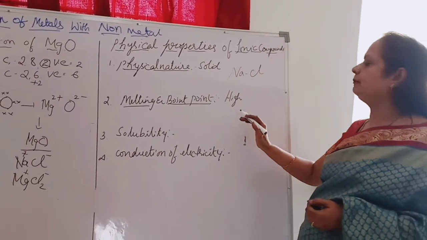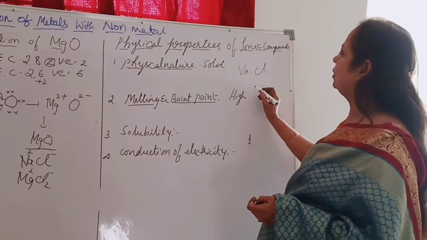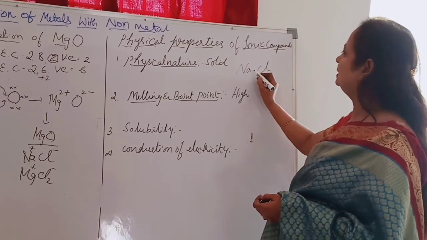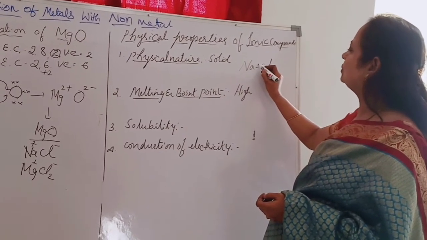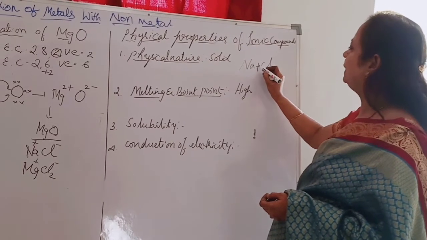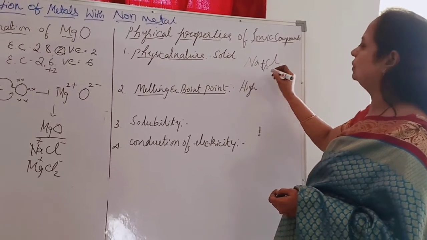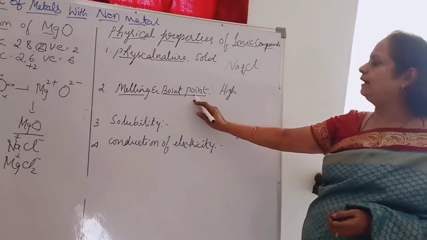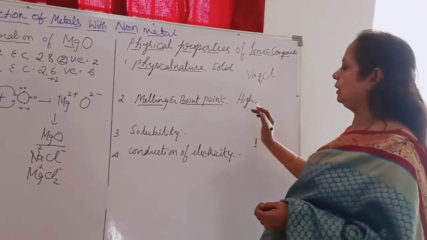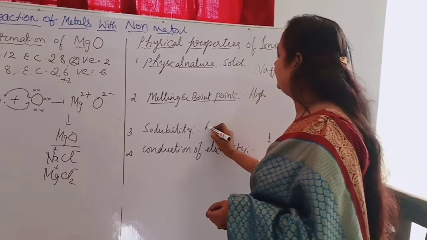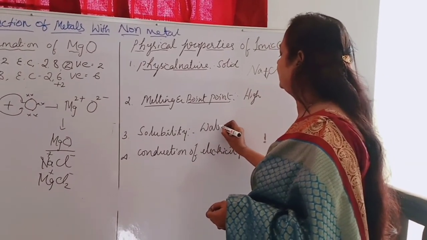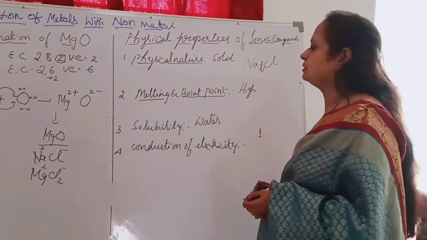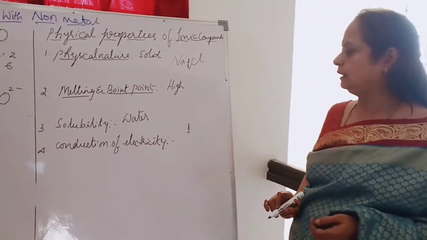Melting and boiling point. They have high melting and boiling points because of this strong electrostatic force. To break this electrostatic force, high energy is required. That is why they have high melting and boiling points. Solubility: they are soluble in water, a polar solvent.